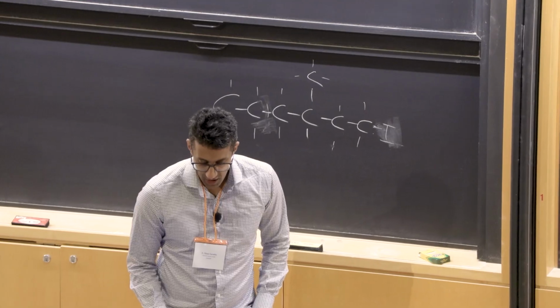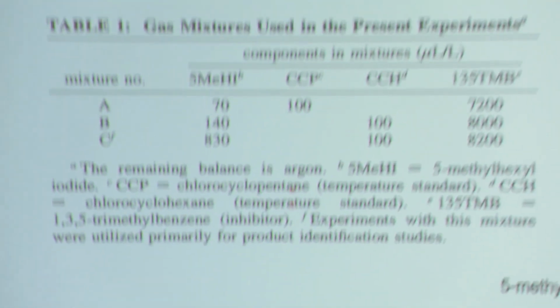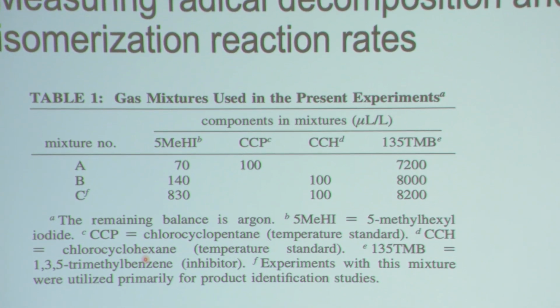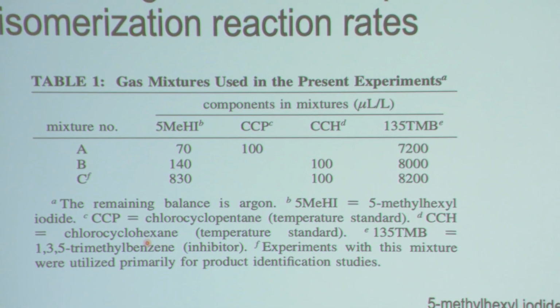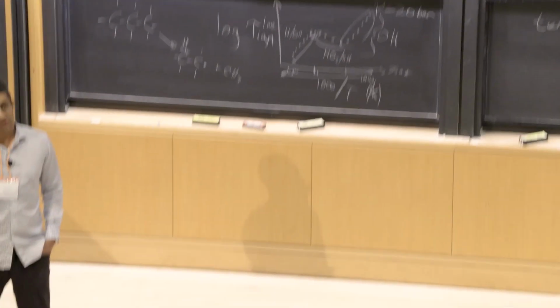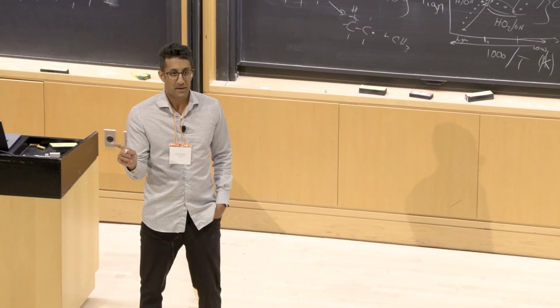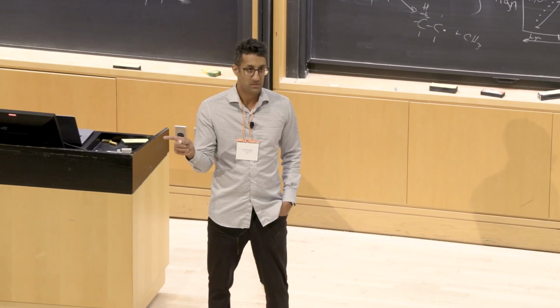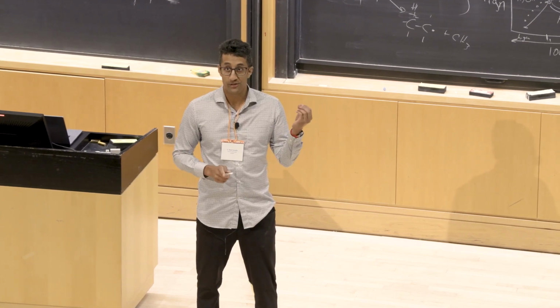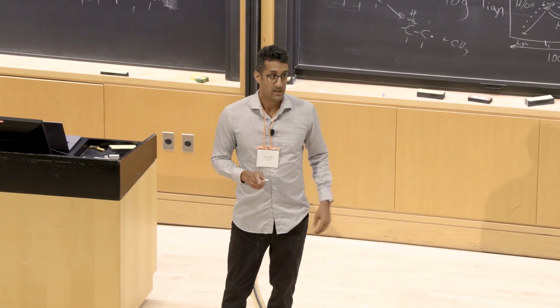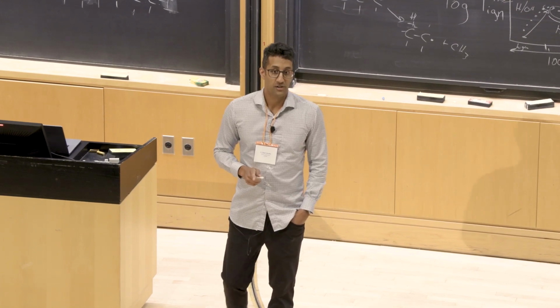Second thing he puts are two different temperature standards, chlorocyclopentane and chlorocyclohexane. So he knows these molecules, if I heat them up in the shock tube, they will always dissociate to the same products depending on the temperature. So they're like internal standards he uses to determine the temperature after the incident shock. So then he knows the temperature very well in the system.